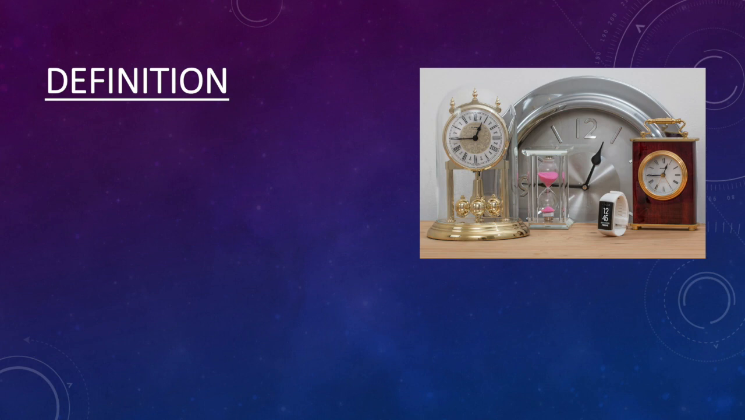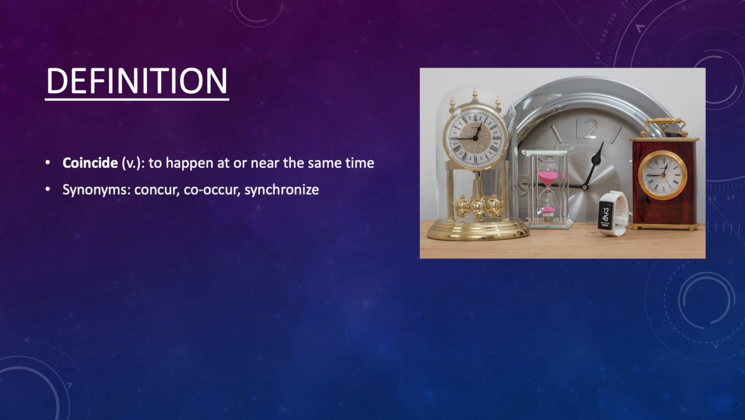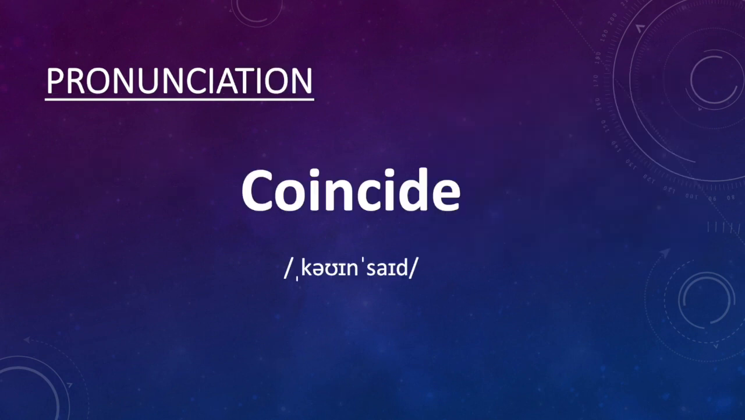Now, let's have a look at the first word. The first word is coincide. It's a verb and it means to happen at or near the same time. Synonyms include concur, co-occur, and synchronize. And here's how you pronounce the word coincide.